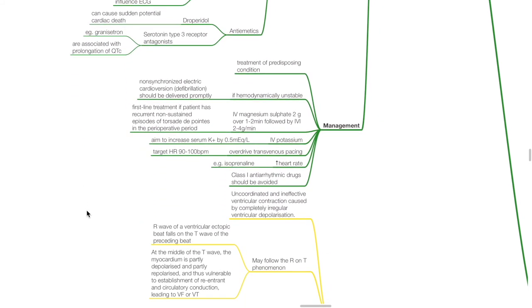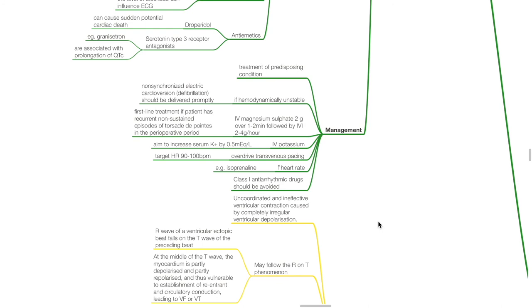Management of TdP: treatment of the predisposing condition. If hemodynamically unstable, non-synchronized electric cardioversion or defibrillation should be delivered promptly. IV magnesium sulfate 2 grams over 1 to 2 minutes, followed by an infusion of 2 to 4 grams per hour, is the first-line treatment if the patient has recurrent non-sustained episodes of Torsades de pointes in the perioperative period.